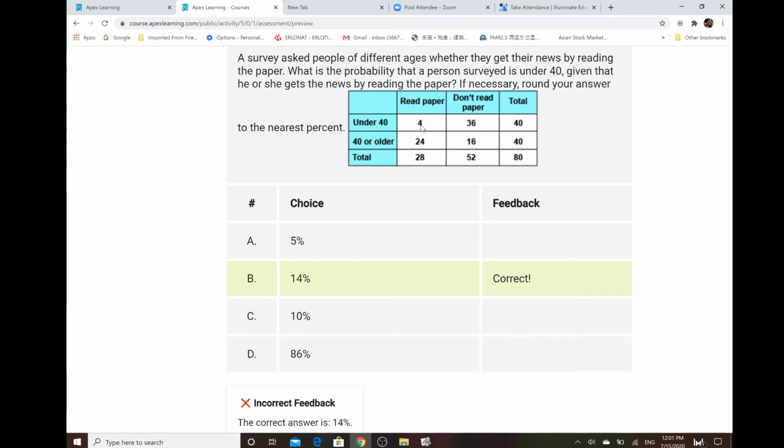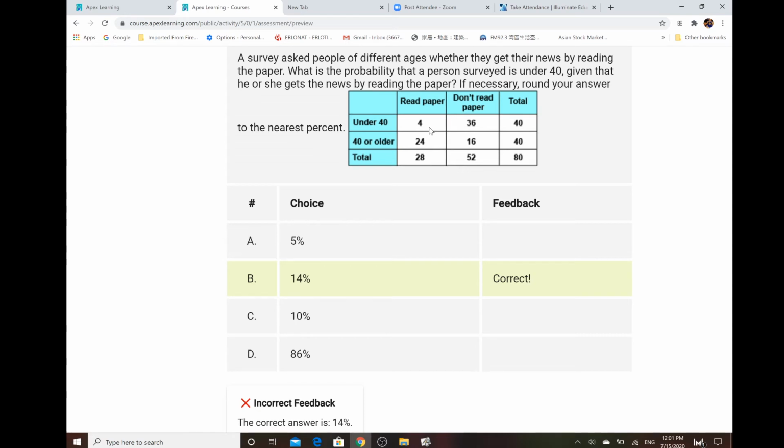Okay, what about if I try to do it this way? Yeah, this one definitely is one of the harder ones. Okay, so what happens if I just put in 40 over 80, because selecting the people under 40, and then the one only reading the paper, and it's under that column there. So 4 over 28, let's see.